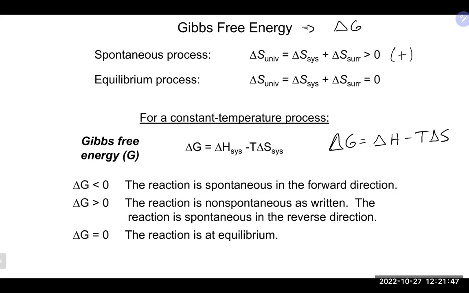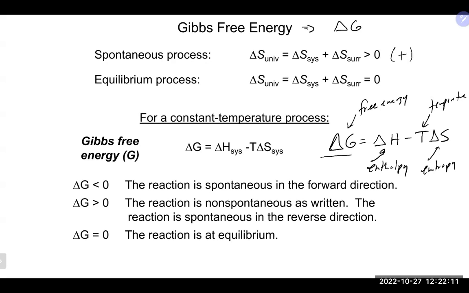So these are our normal sort of guys here. This is our delta G, which is our free energy. This is our delta H, which is our enthalpy. This is T, which is our temperature. And this is our S, which is our entropy.